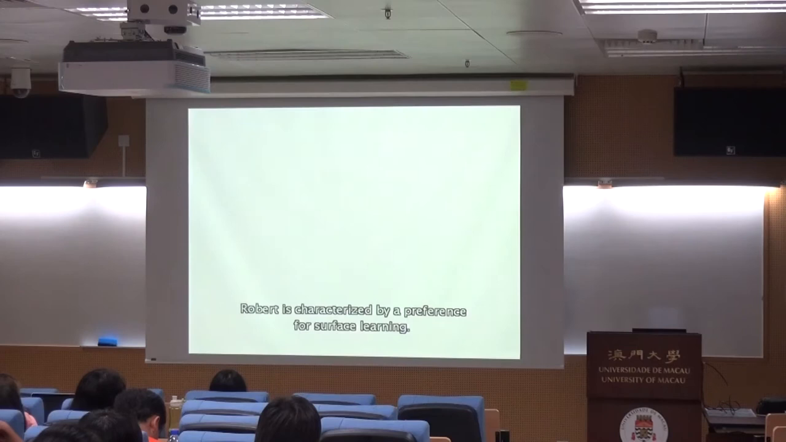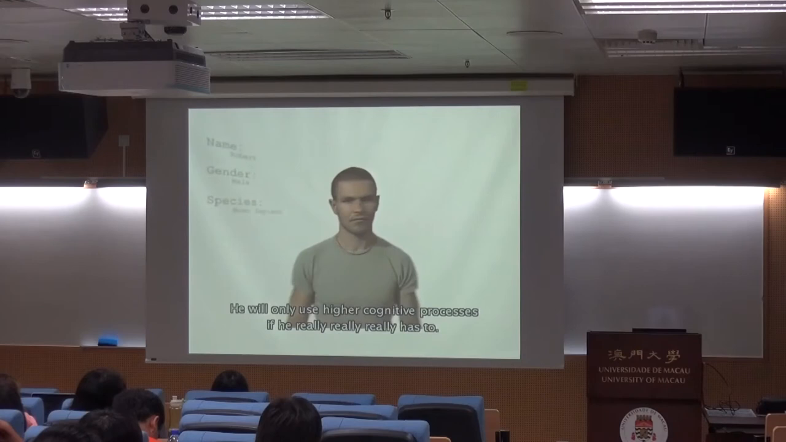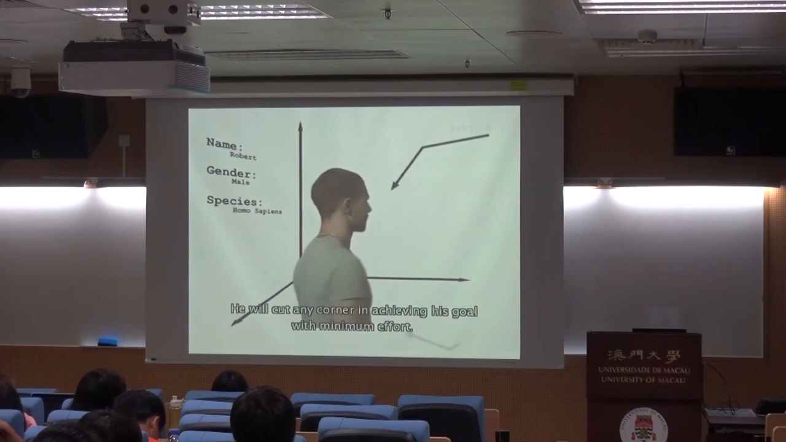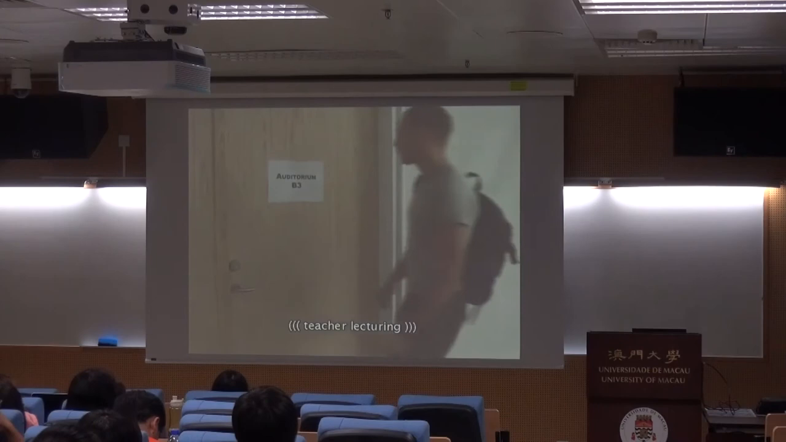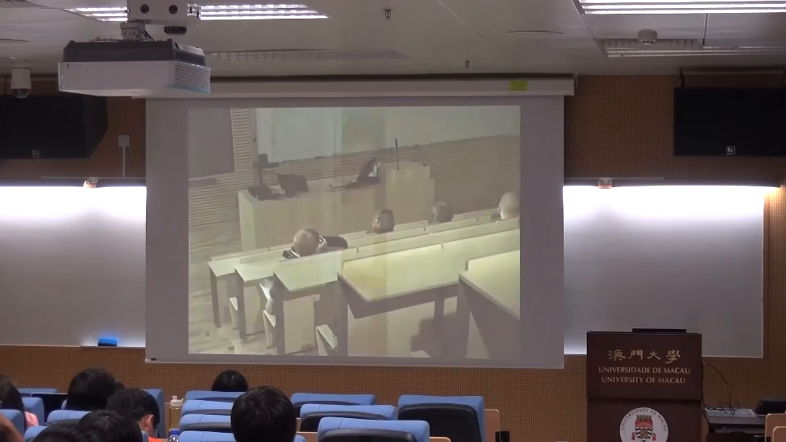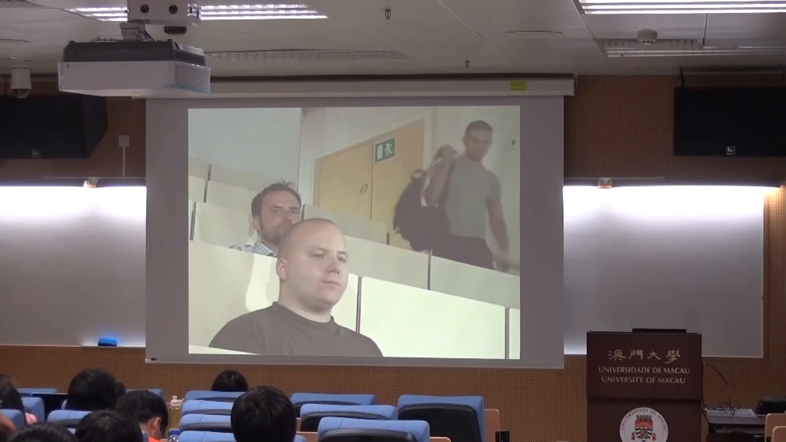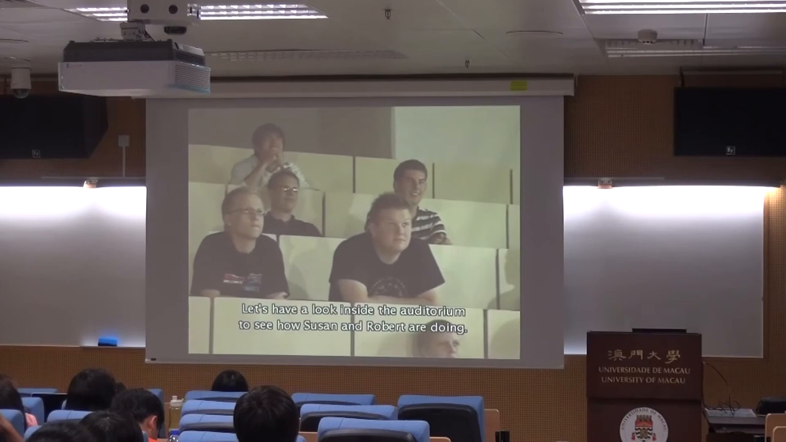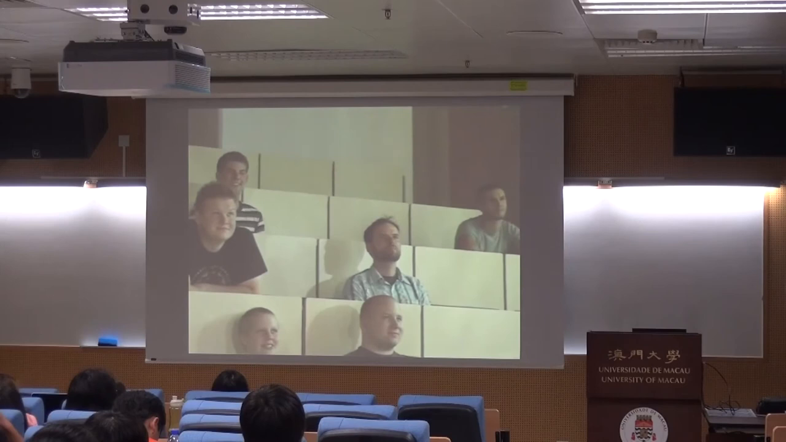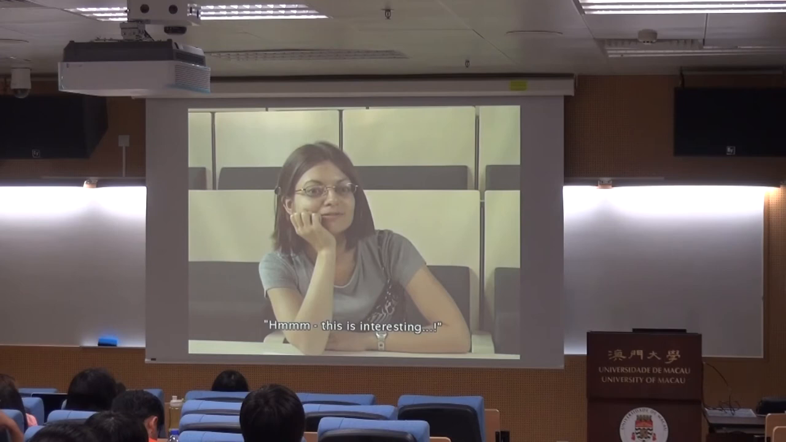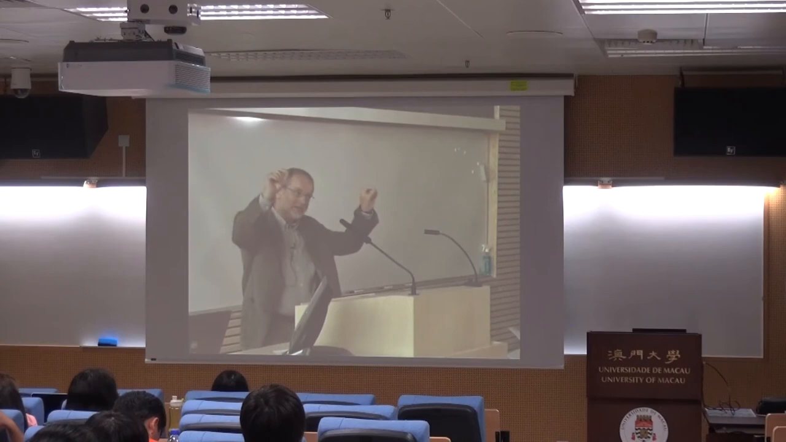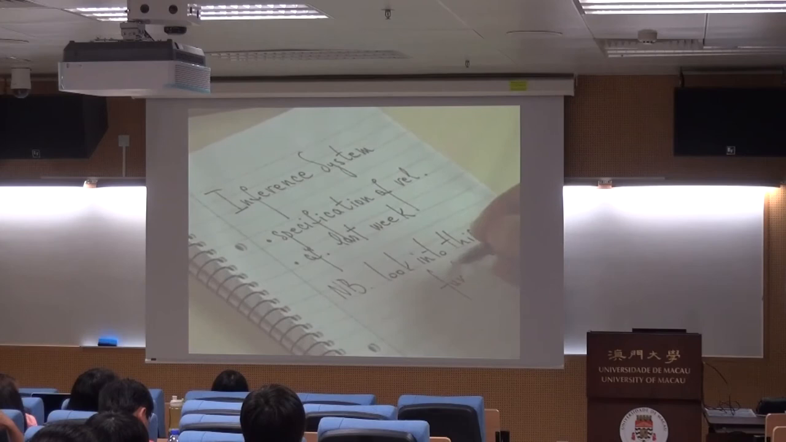Preference for surface learning. He will only use higher cognitive processes if he really, really has to. He will cut any corner in achieving his goal with minimum effort. So I'm sure you've all seen the nuclear structure of a finite automaton easily be interpreted as a linear transition system where the configuration is simply the states of the automaton. Let's have a look inside the auditorium to see how Susan and Robert are doing. Narrow transition relation. Let's look a little closer. This is interesting. A bisimulation between the two concurrent systems is a relation of these states, satisfying that two related states, if one system can perform an action, now let's have a look at Robert.